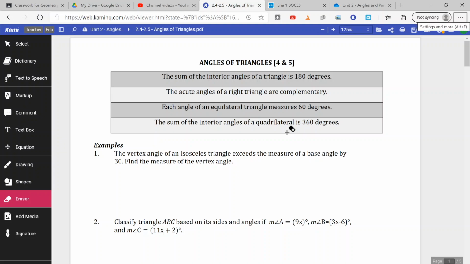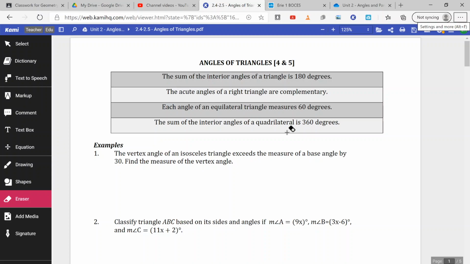Today we're going to look at angles of triangles. Notice this is a 2-day topic, so this video could be kind of lengthy just because of how much we are going to be looking at. So previously we learned that the sum of the interior angles of a triangle is 180. So I add up all three angles of a triangle, I'm going to get 180 degrees.